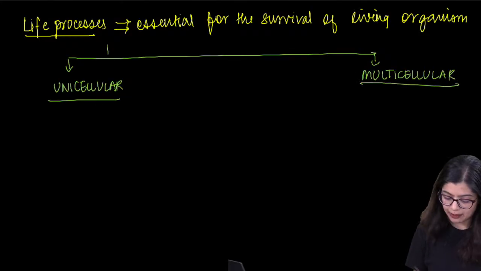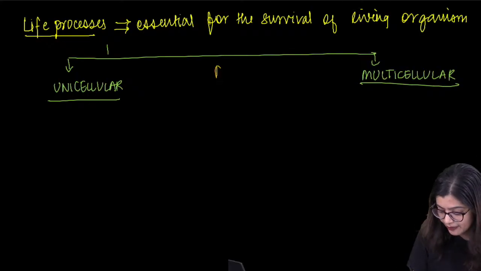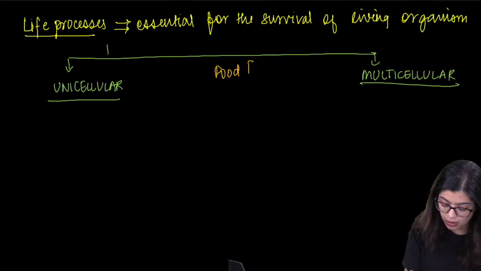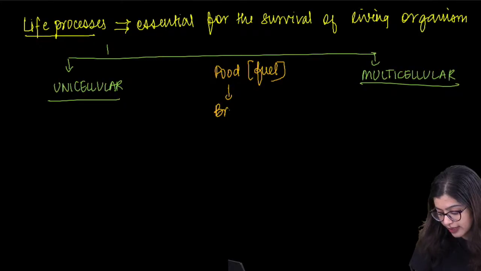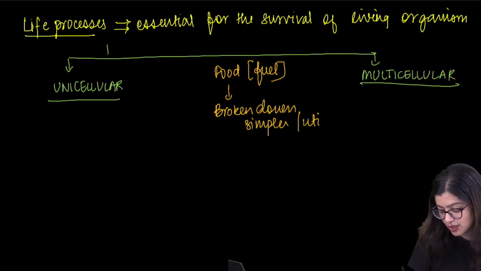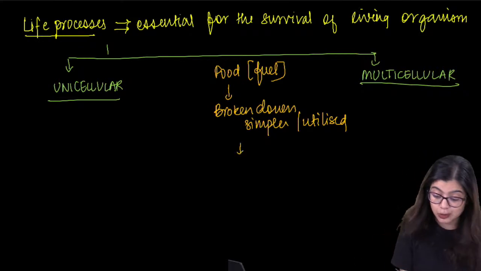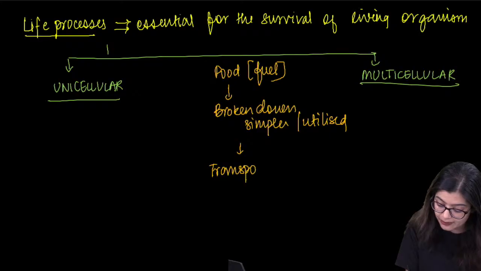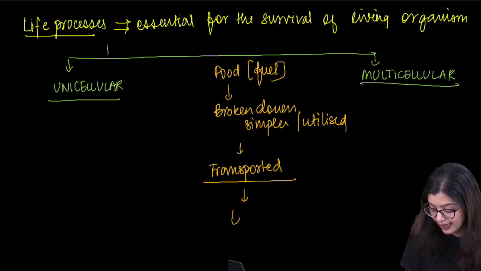Now in this case, what happens? We know that whether it is unicellular or multicellular, what is necessary? We know that food is essential because food is the fuel that drives our body. Then this food needs to be broken down into simpler substances, or you can say substances which can be utilized. Yes? And then of course it is transported to different parts so that we can get energy, right?